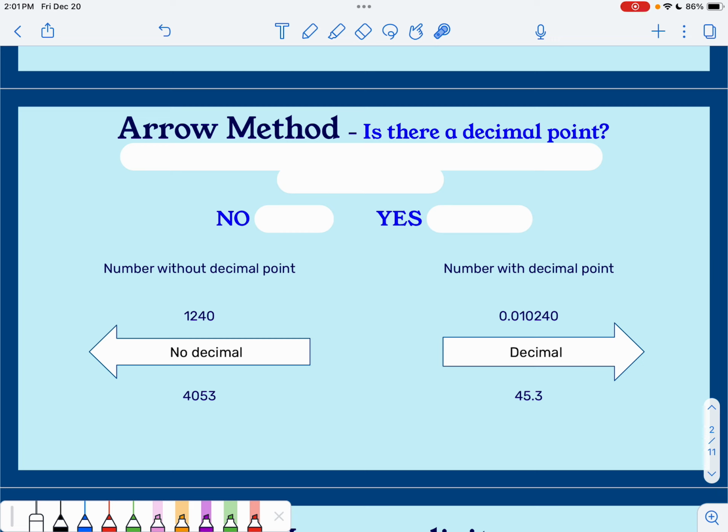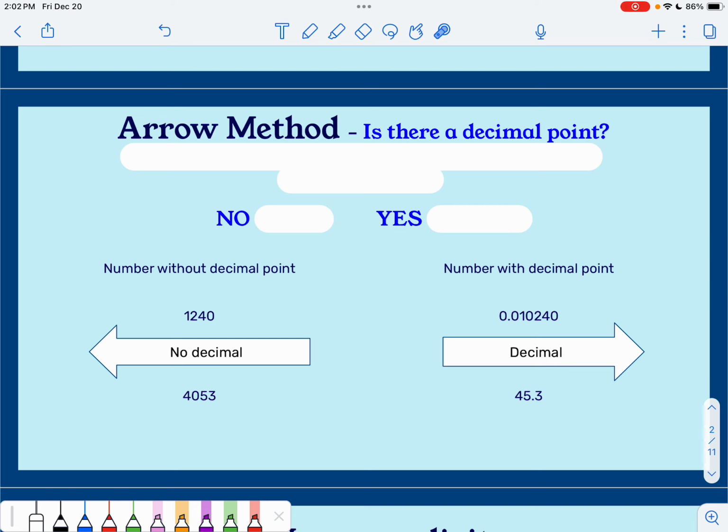Let's get into it. What you have to know with the arrow method is: is there a decimal point in the number that you are looking at and trying to figure out how many sig figs are in it? For example, this number right here and this number right here do not have a decimal point, whereas the examples on the right do. And these are going to form two separate groups and ways to do it. So is there a decimal point?